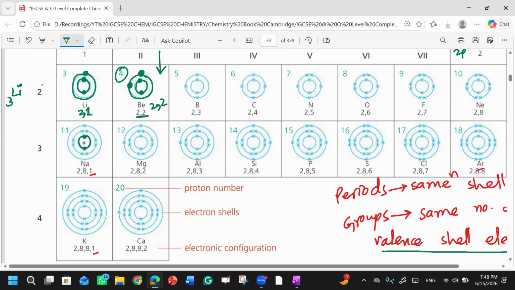Are you getting this? In the second shell, how many electrons will be there? Eight. So now the total is 10. How many are left? 2 plus 8 is 10, so just one is left. You will add that one in the last shell. Okay, one is in the last shell.